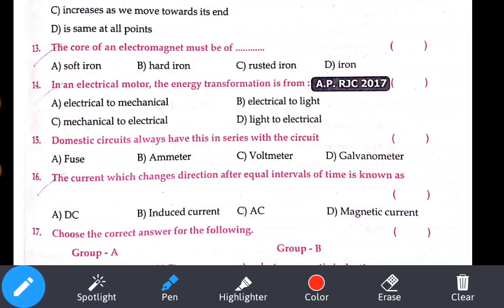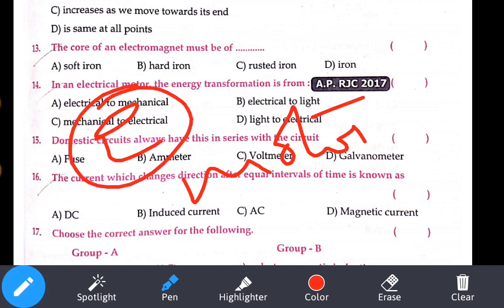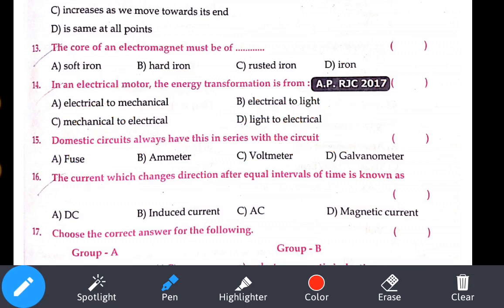In an electric motor, the transfer of energy. What does the motor do, from what to what? Here we send electricity, and the rotor part of the motor will be rotating. So it is electrical to mechanical that takes place in the motor. Domestic circuit always has this in series. What will you connect in series? Fuse only, right? A fuse will protect the electrical components from overload. So the fuse should always be connected in series.